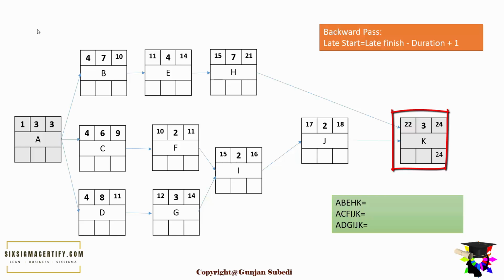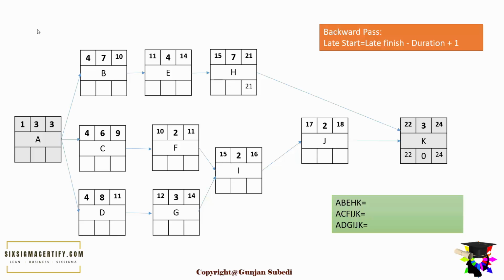Our late finish will also be 24. And using the formula for the backward pass, late start is late finish, that is 24. The space for the lower rightmost side of the square is for the late finish. 24 minus 3, which is the duration, gives us 21, plus 1 gives us 22. So our late start is 22 and our late finish is 24. Float is the difference between early start and late start, or early finish and late finish. 22 minus 22 gives us 0, or 24 minus 24 gives us 0.